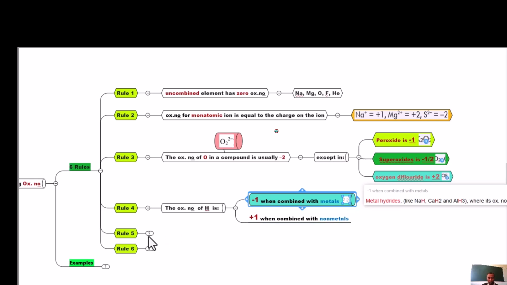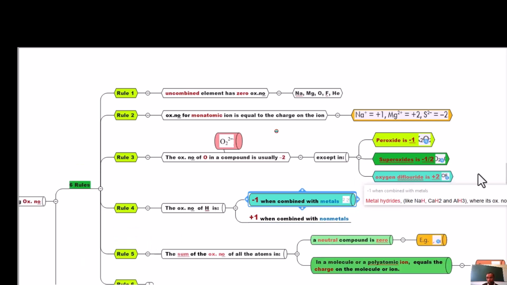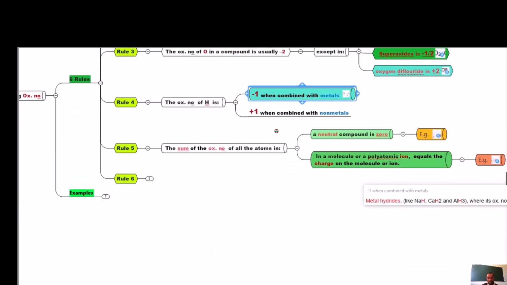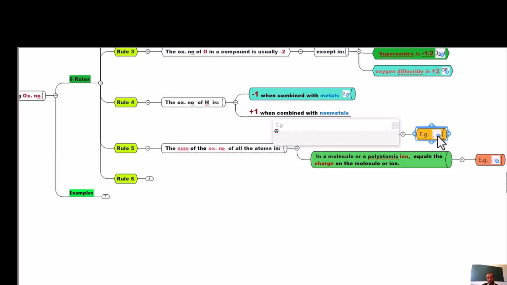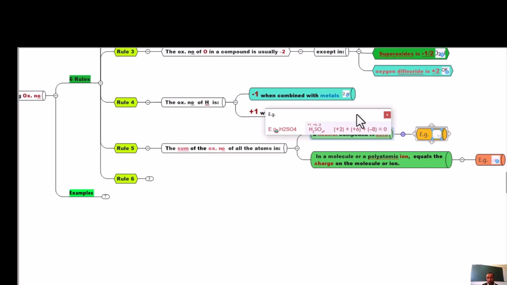Rule 5 is the summation of oxidation number of all elements. The summation of the oxidation number of all elements in one neutral atom equals 0. Example, if you sum up the oxidation number of hydrogen, sulfur, and oxygen in this neutral compound, it will become 0. 2. The sum of the oxidation number of all atoms in a molecule or a polyatomic ion equals the charge on the molecule or the ion.